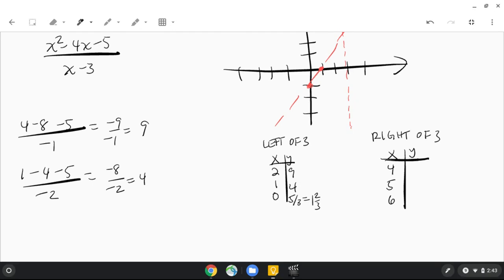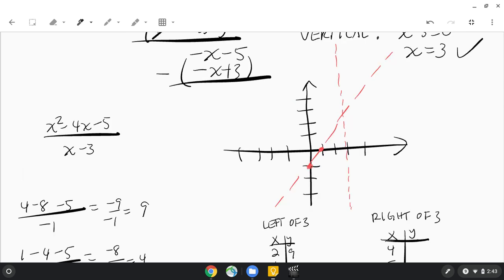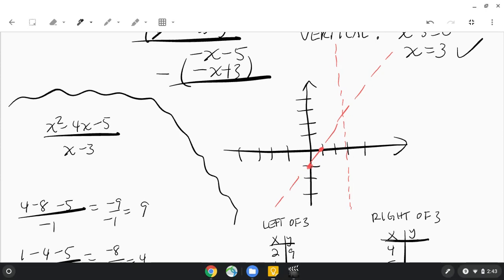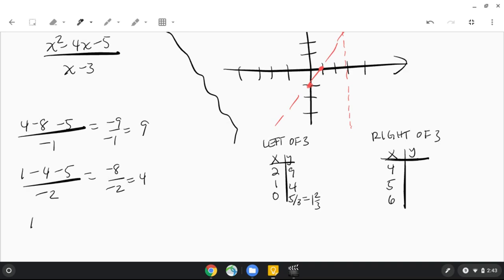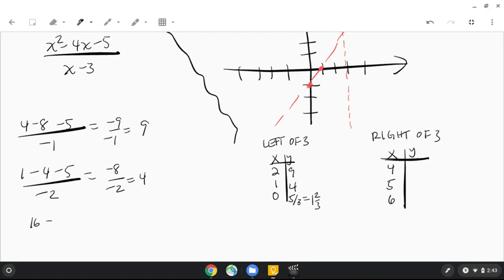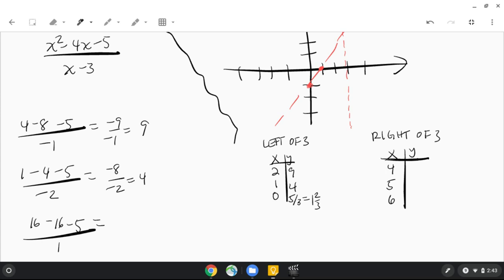Okay, 4, 5, and 6. 4 squared is 16, minus 16, minus 5, over 1. So that gives us -5 over 1, which is -5.